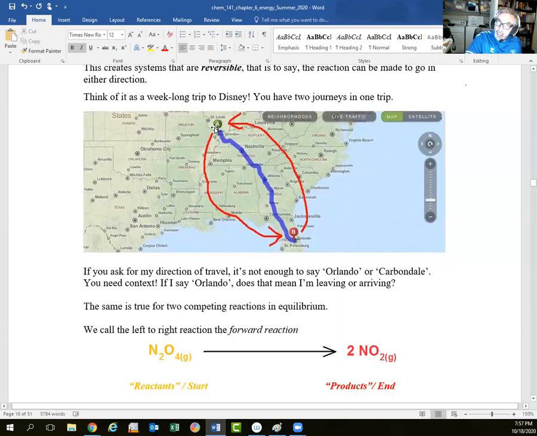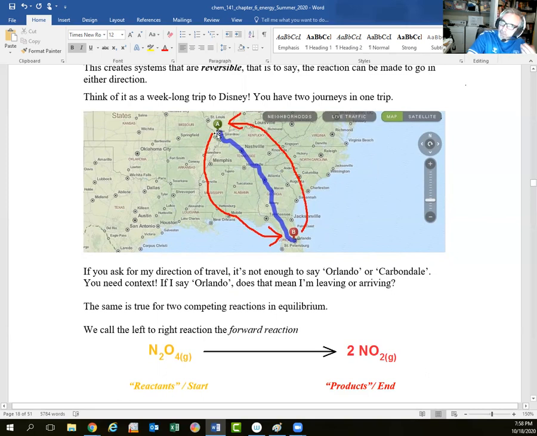That's just one half of the journey, of course. And then there's a journey back from Orlando back to Carterville, where the roles have changed. Now, Orlando is your departure point, and Carterville is your arrival point, your destination.